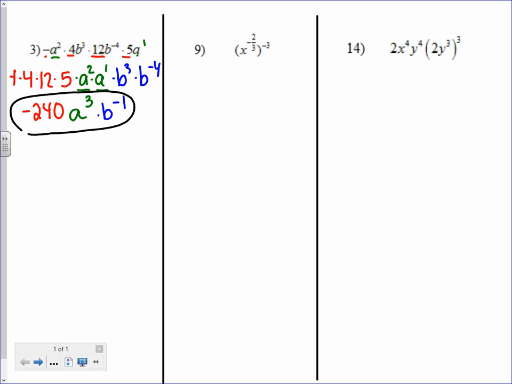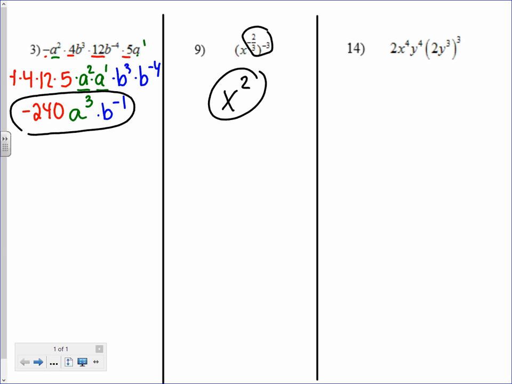Now I'm going to look at number 9. This is power to a power. Now there's only one term inside the parentheses, so I go ahead and multiply negative 2/3 times negative 3. Well, negative times a negative is going to be a positive, so that's a good thing. Positive, and 2/3 times 3 is positive 2. That's your whole answer, just x squared.